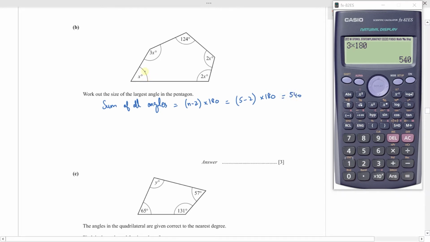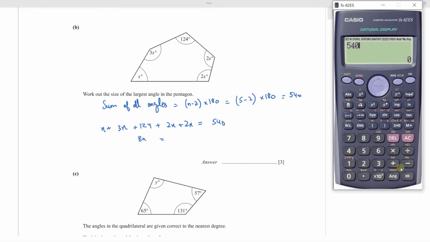So now if I sum all of them, let's start from here: x plus 3x plus 124 plus 2x plus 2x should equal 540. 2, 4, 3, 7, 1, 8. So this is 8x equals, if I take this 124 to the other side, 540 minus 124, which is 416. So x will be 416 divided by 8. So this is 52. The value of x is 52, which is the largest angle if you are looking at the angles which include this x variable.